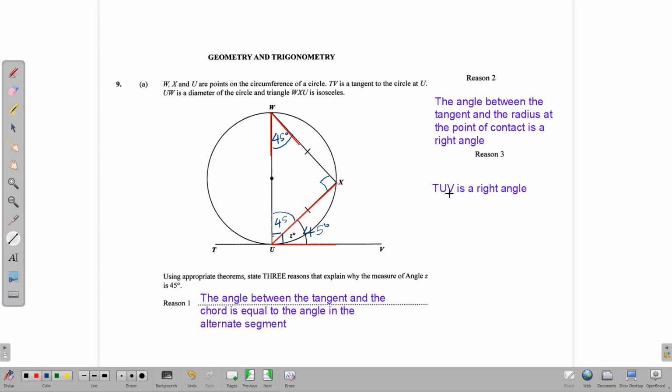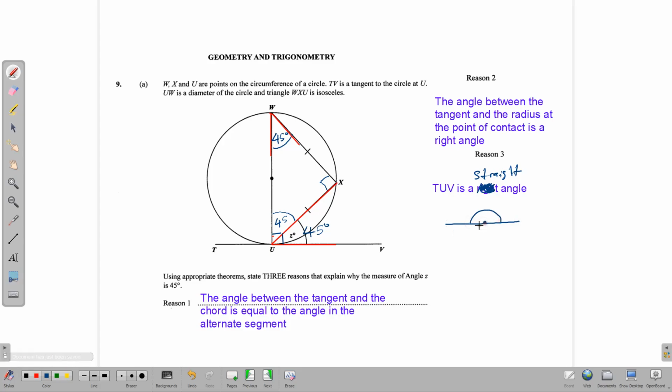And then the third reason could be that, looking at the diagram, this angle TUV is a straight angle. I have a right angle here that is not what I intended to write at all. Let's get rid of that. So TUV is a straight angle, and because it's a straight angle, it measures 180 degrees.